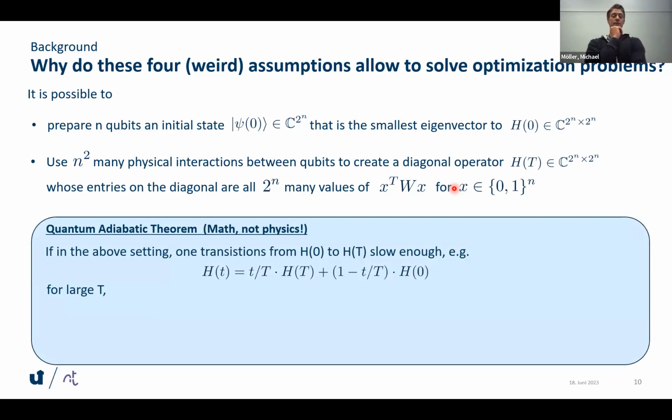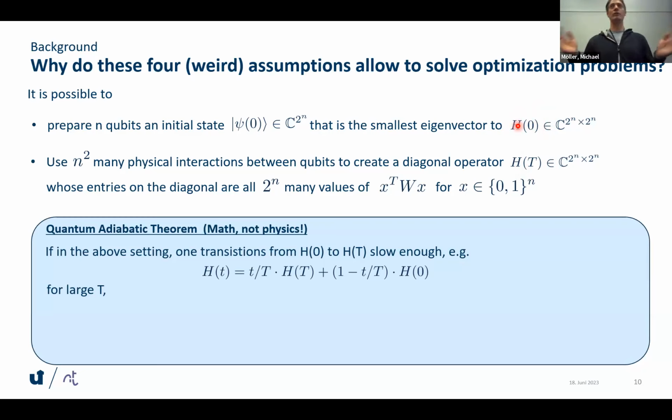And then there is really a theorem, and this is not something you have to believe, but that you could prove with pen and paper, that if we now start with this initial state and slowly take this operator, this Hamiltonian, to the Hamiltonian that is diagonal, then the system of qubits will remain in the state of lowest energy, so will be an eigenvector corresponding to the smallest eigenvalue of H for all times.